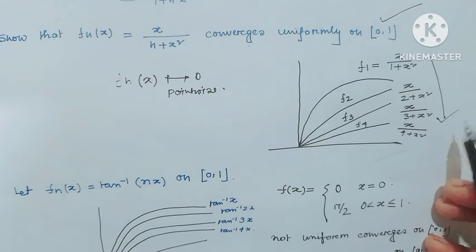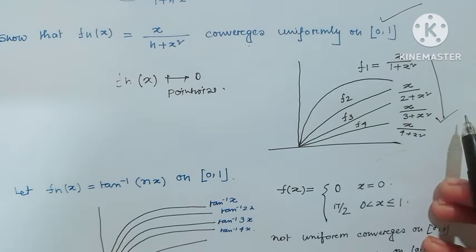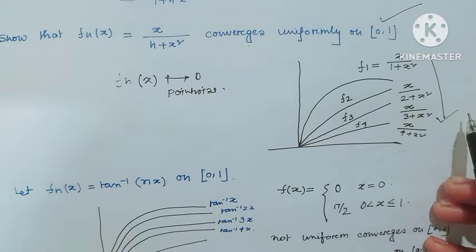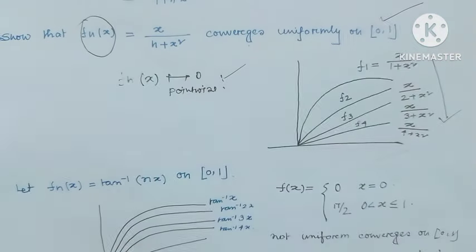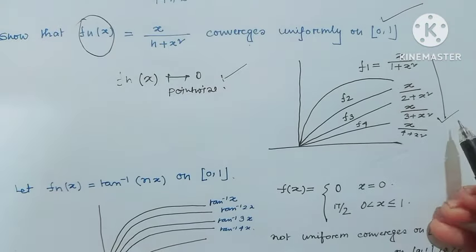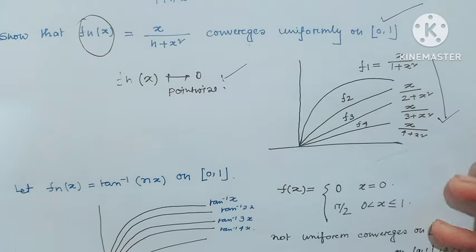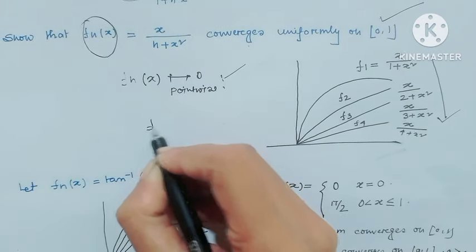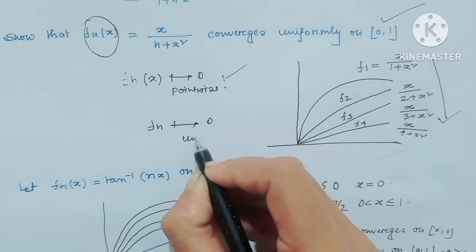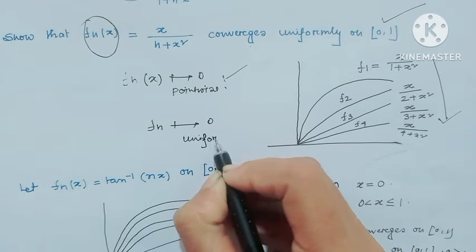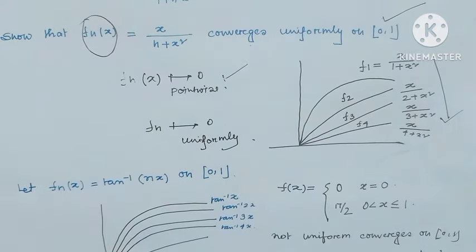So the second condition of Dini's theorem, monotonicity, is satisfied. And the functions here are obviously continuous. So by Dini's theorem, fn converges to 0 uniformly. I hope all my viewers have understood.